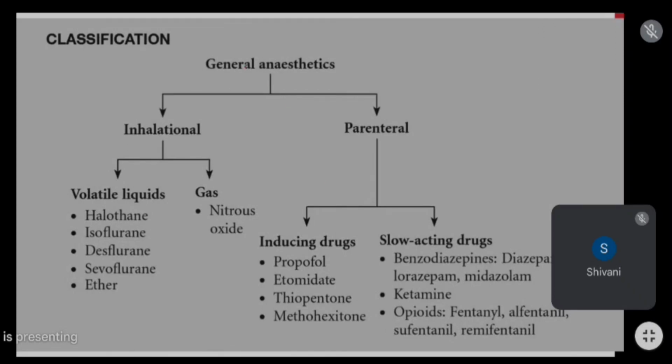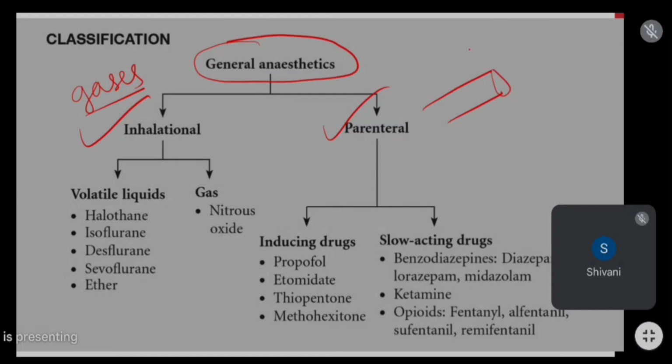In classification of general anesthesia, usually we have two types. One is inhalant drugs and the second we have parenterals. Inhalants means these are given through the nasal cavity as gases, and parenteral drugs are directly injected into the veins. In inhalants we have volatile liquids and gases.